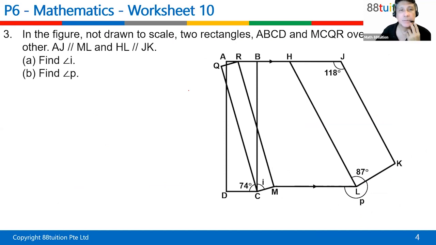Okay, somebody has typed into the chat. Let me see. Hannah. Okay, Hannah, you take over for question 3. Let's see. Okay, we have to find two angles. One is I, one is P. P is the big one on the outside at the bottom. I is on the left.